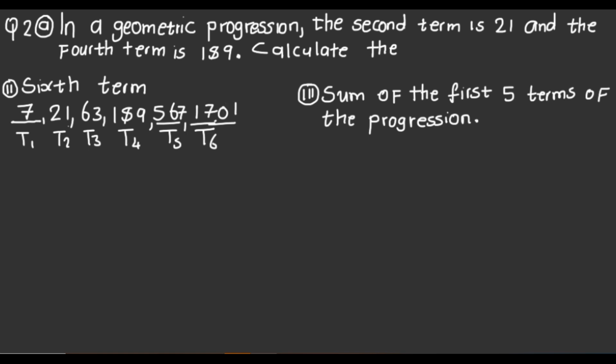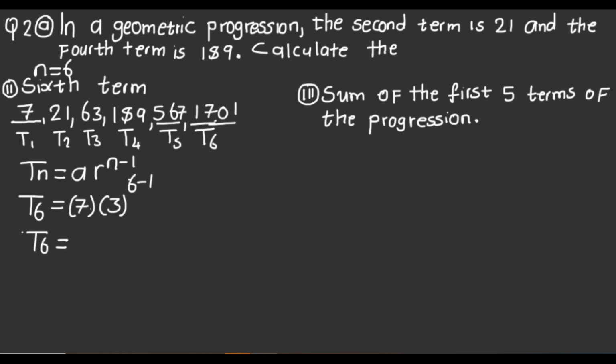Or if you want, we can use the formula Tn is equal to A times R raised to the power n minus 1. So Tn of how many terms? We are dealing with 6 terms. So where there is n, we put 6. A, we have the first number, which is 7, ratio 3 raised to the power 6 minus 1.